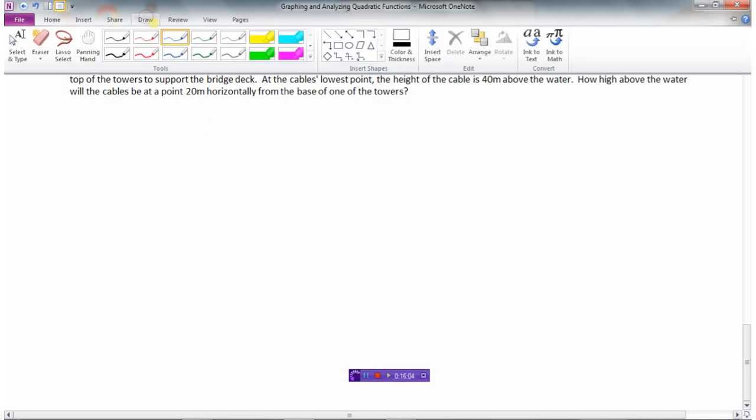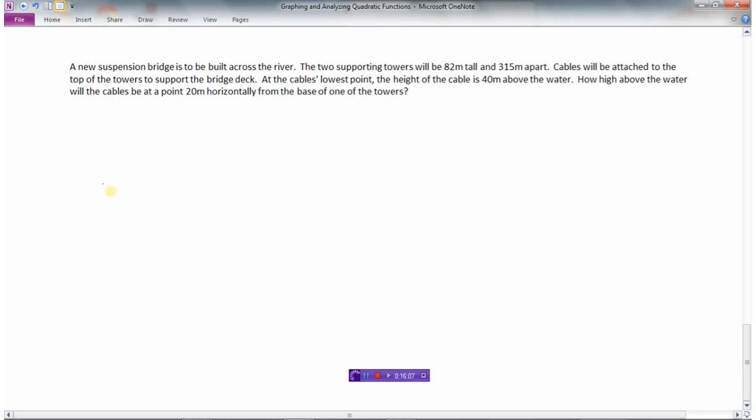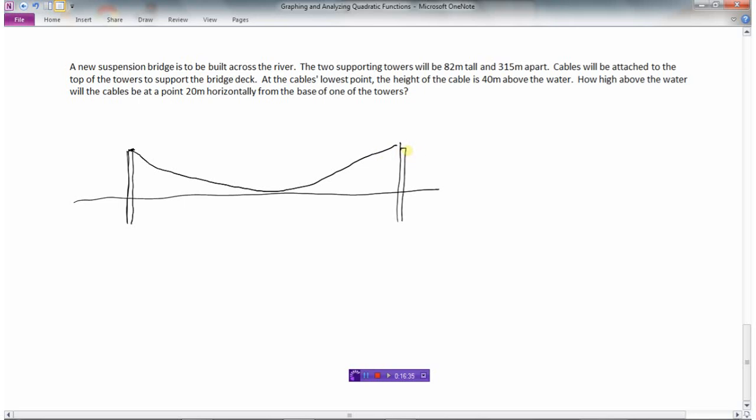The first step is to draw a diagram. So we've got some towers here. Let's make this one of the towers. And over here we'll make this another tower. And the bridge deck. And so the cables are attached here, and the cables will come down and come back up. Something like that. That looks a bit like a parabola, hopefully. And down here is our water.